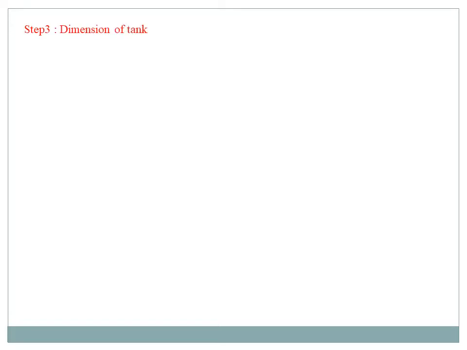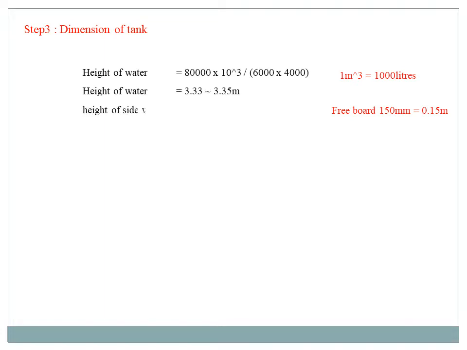So step number 3, dimensions of the tank. For finding the dimension, one condition we know is 1 meter cube for 1000 liters. Freeboard is equal to 150 mm, so converting to meter, 0.15 meter. Height of the water is equal to capacity divided by size of the tank. So height of the water comes to 3.33, and we round it as 3.35 meter.